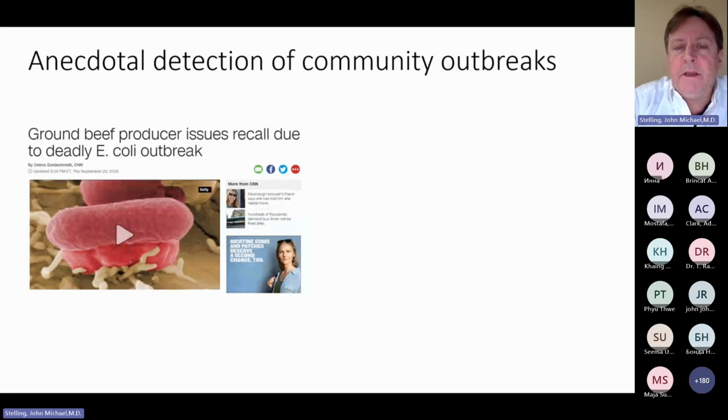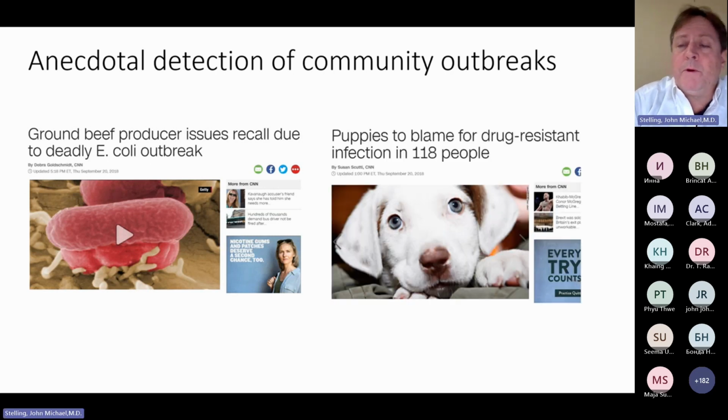Anecdotal detection simply means that somebody notices. They think there are more cases than usual. This can be in the hospital setting, it can be in the community setting. So the initial detection of the outbreak often does not rely on algorithms. It's just somebody paying attention and saying, you know, I think that we have more than we usually do. For example, ground beef producers having an issue with E. coli in a food outbreak, or puppies and drug-resistant infections.